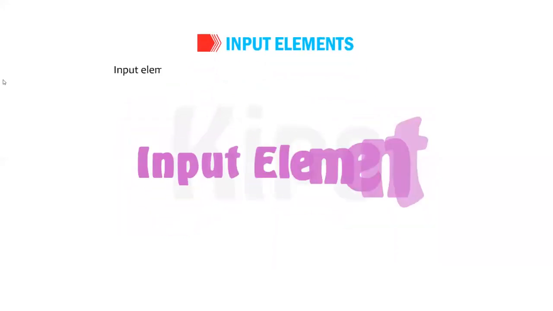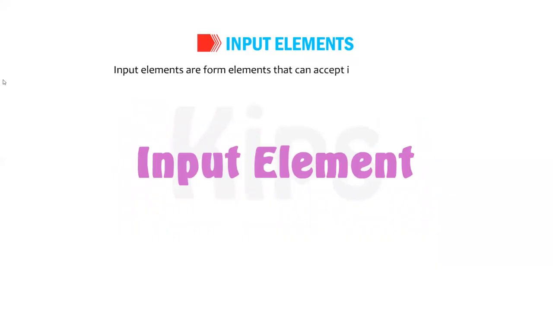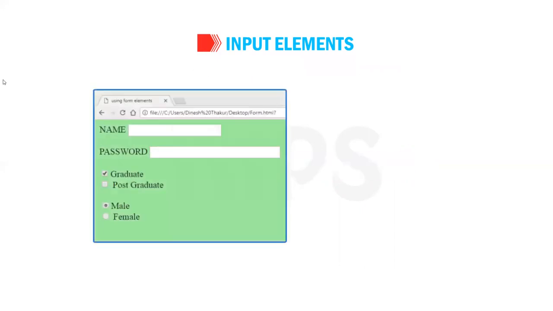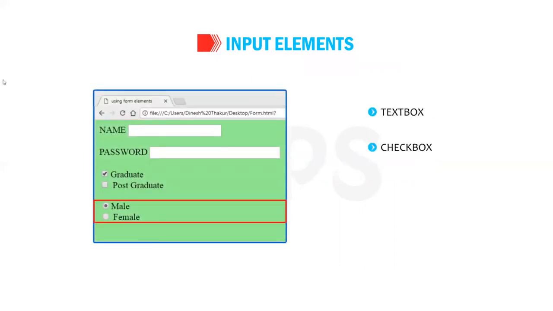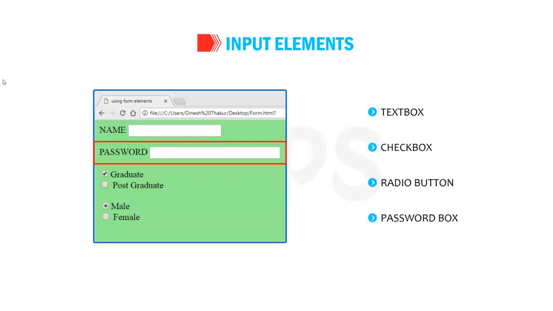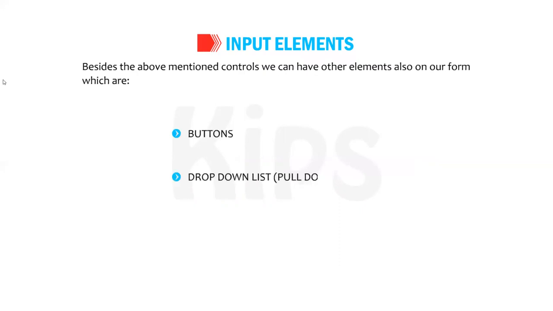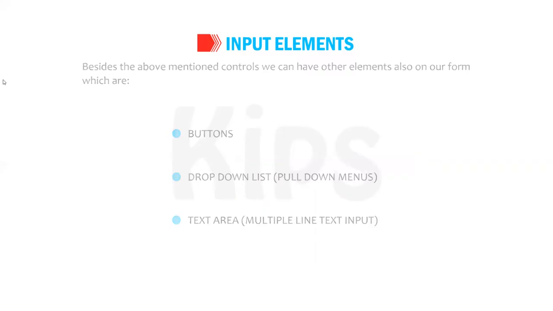Okay students, let us now talk about input elements. Input elements are form elements that can accept input from the user. The following are some of the input elements that can be added to a form. These are also called form controls: text box, checkbox, radio button, password box. Besides the above mentioned controls, we can have other elements also on our form, which are buttons, drop-down list, pull-down menus, text area, multiple line text input.